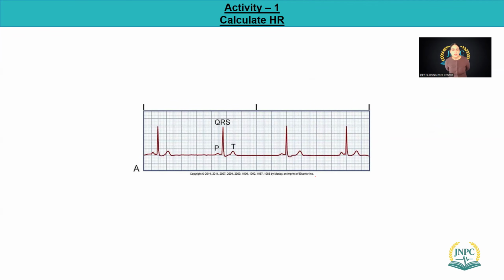Now, can you calculate? This is the activity. Can you calculate the heart rate here? Ask yourself, first question, is it regular? Do we see PQRST? Is it sinus rhythm or no? What do you think?